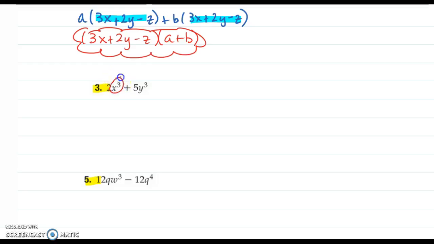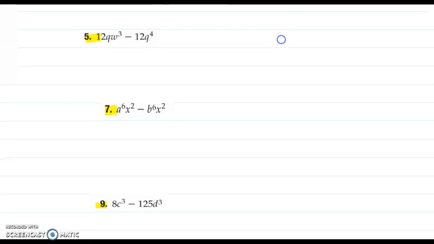Certainly, I recognize that is a perfect cube, and that is a perfect cube. So I might be a little curious. However, 2 is not a perfect cube, and neither is 5. So it's not a trinomial that I can factor. It's not a sum of cubes. It's not a difference of cubes or anything that fits in my pattern. So I'm going to assume that this is prime. It cannot be factored. So now we go down to number 5.